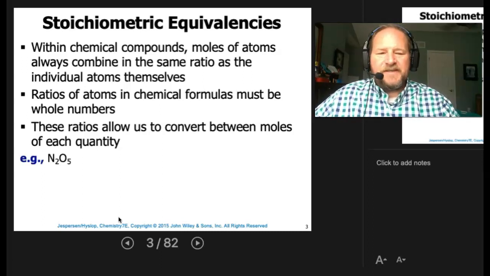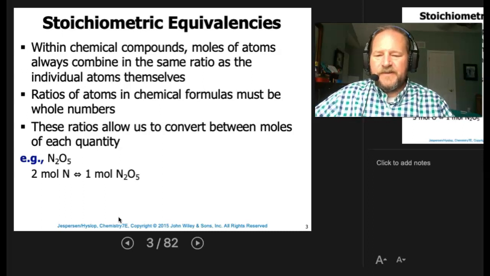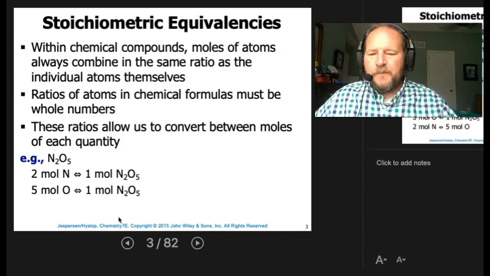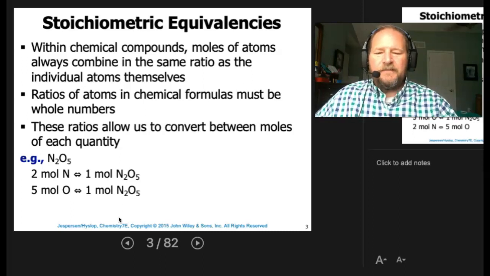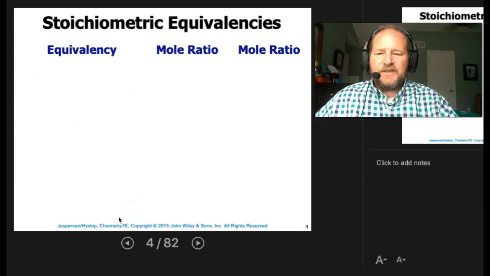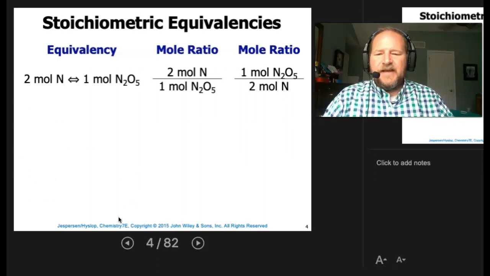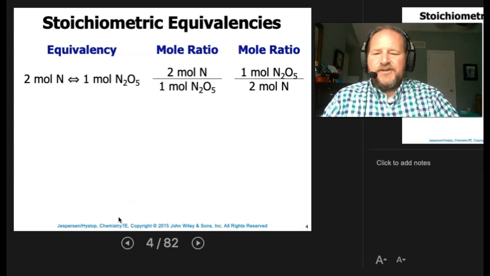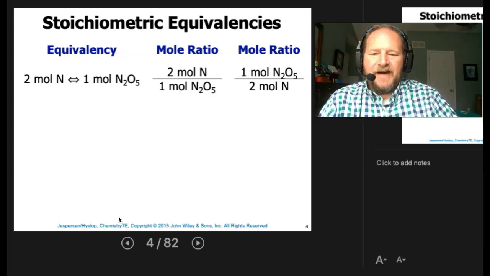So an example would be N2O5. For this, we can look at 2 moles of nitrogen go into 1 mole of N2O5. There'll be 5 moles of oxygen to 1 mole of N2O5. And then, of course, we can have 2 moles of nitrogen to 5 moles of oxygen. So your equivalency then would be 2 moles of nitrogen is equal to 1 mole of N2O5, and that of course would turn into 2 different ratios for us.